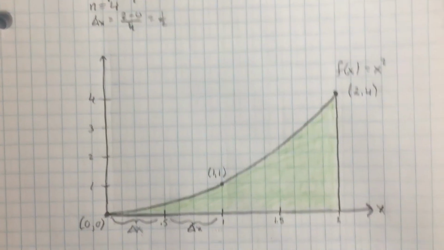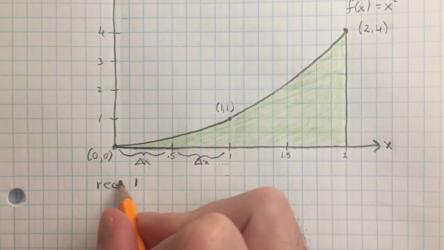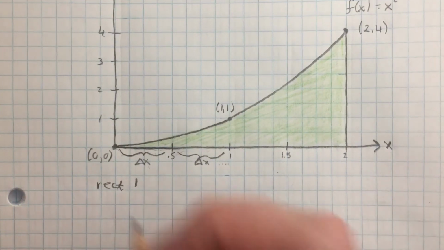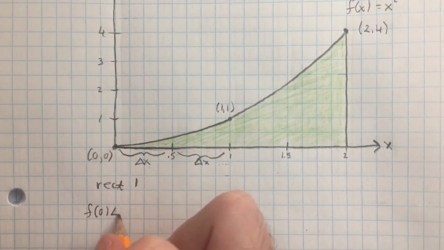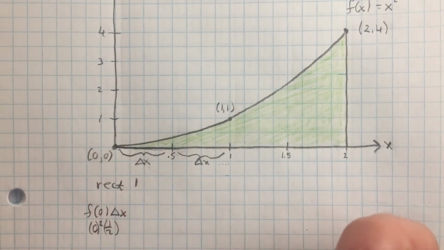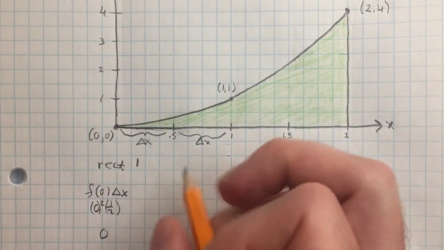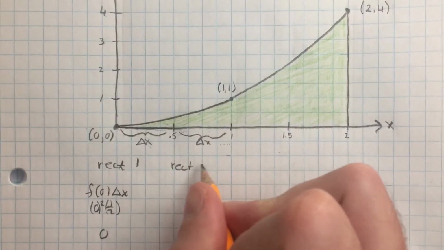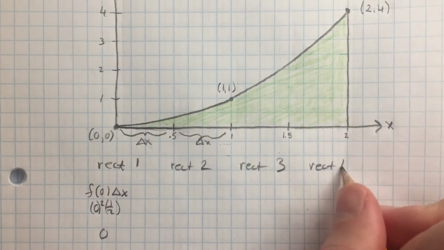So rectangle 1 should be f of 0 times delta x, which we know is 0 squared times 1/2, okay? So we get 0. So we don't have to worry about that one. Okay, rectangle 2, 3, and 4. Need to add them together.